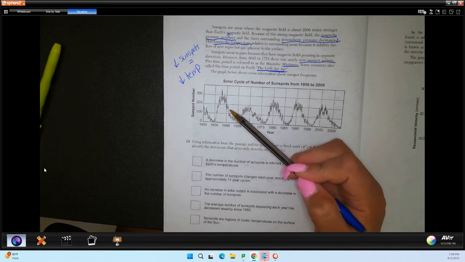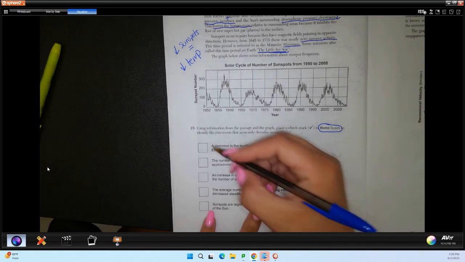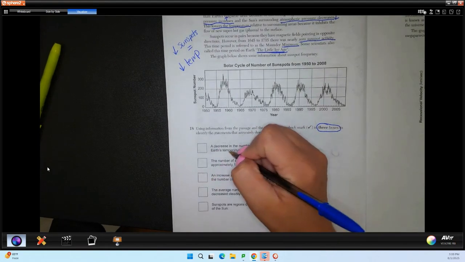All right, then we have a graph. Remember these graphs, when we have these pits and peaks, these are called cyclic. So they're happening over and over and over again. And we can see that by the rise and fall of that line. So our question said, using the information from the passage and the graph, place a check mark in 3 boxes to identify the statements that accurately describe sunspots. So 3 boxes, that was important. A lot of people miss points on these questions because they did not carefully read and they did not choose 3 boxes. They chose more than 3 or less than 3, and that automatically caused them to miss this question.